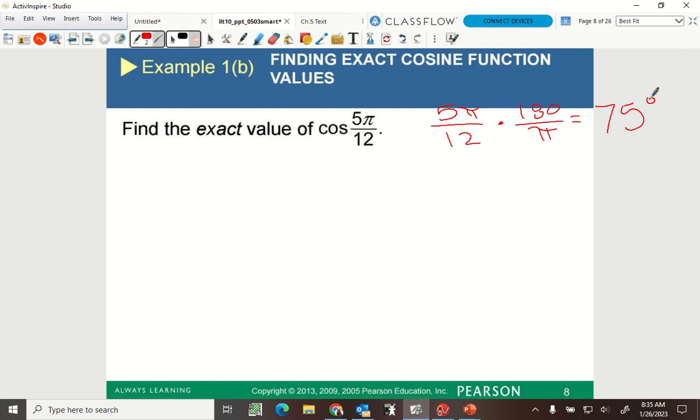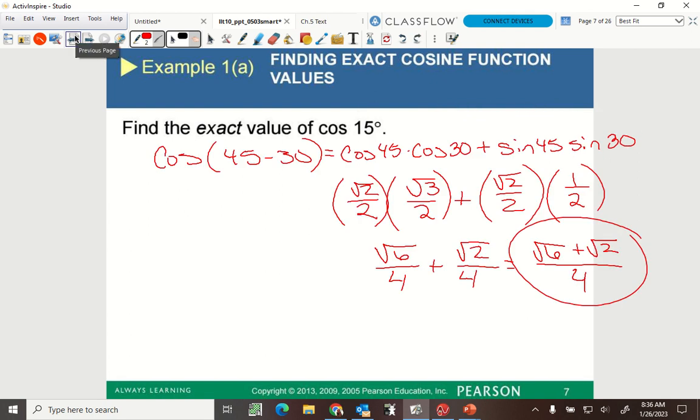You could add or subtract. The answer is going to be equivalent, but it might look different if you use something else. So like on the previous example, you might have actually used different numbers than what we use right here. So it's possible that your answer could have been rad 2 plus rad 6 over 4. Would that be equivalent to the same answer? Yes, it's equivalent.